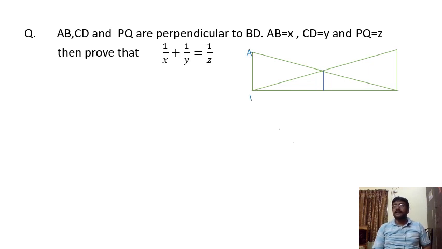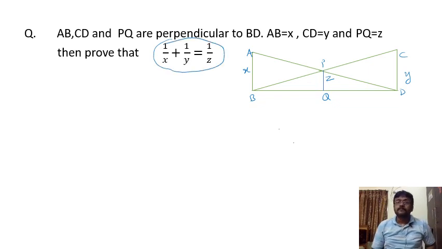This is AB and this is CD and this is PQ. Like this, these three lines are standing on the line BD. These are perpendicular to BD. So here again AB is equal to x given, CD is equal to y given, PQ is equal to z given. So we have to prove 1 by x plus 1 by y is equal to 1 by z. So let's try to prove it. Answer.